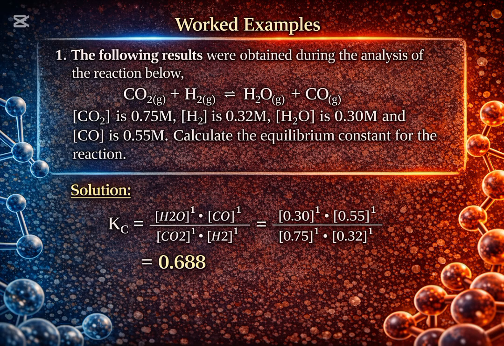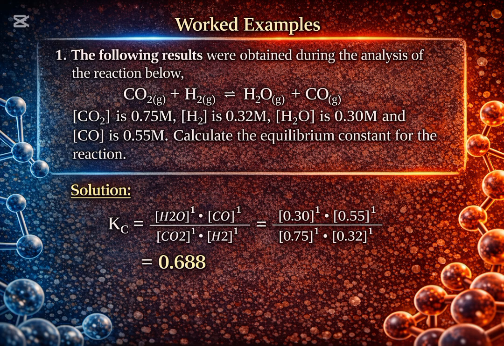Let us see some worked examples. The following results were obtained during the analysis of the chemical reaction: CO2 plus H2 giving H2O plus CO. Now the concentration of CO2 is 0.7 molar. Concentration of H2 is 0.32 molar. Concentration of H2O is 0.30 molar, and concentration of CO is 0.55 molar. Calculate the equilibrium constant of the reaction.